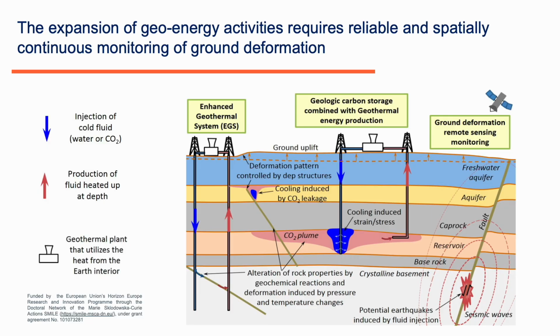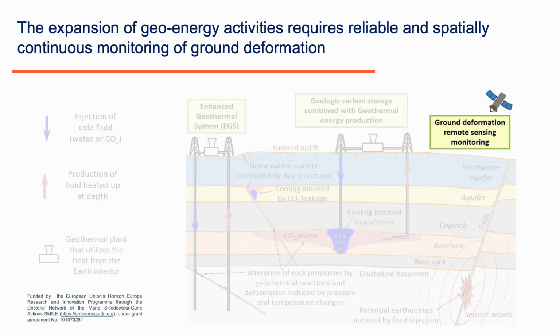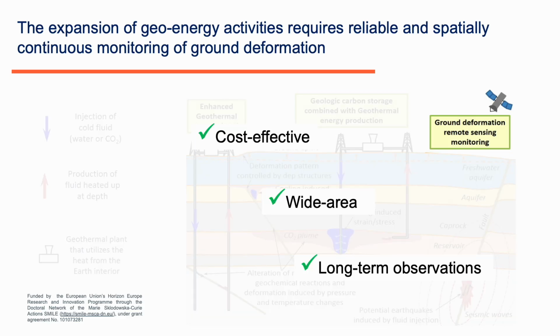Geoenergy activities such as gas production, geothermal energy, and CO2 storage are expanding worldwide. These technologies are essential for the energy transition, but they also require reliable monitoring of ground deformation. Ground deformation is a key indicator of subsurface processes, and scalable automated monitoring is becoming essential.